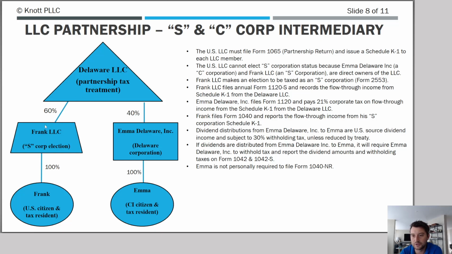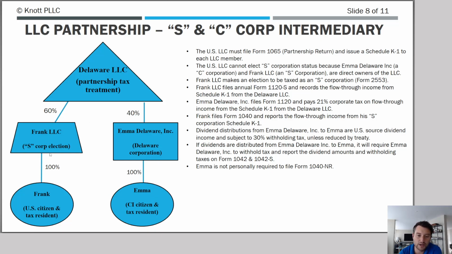So how does this change things? Well, we still have a Delaware LLC filing a partnership return. We have Emma's entity filing the 1120, paying taxes. Dividends coming out to Emma would be subject to that 30% withholding tax unless reduced by treaty.